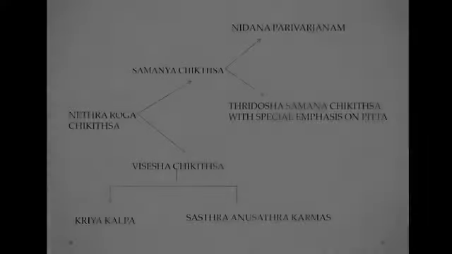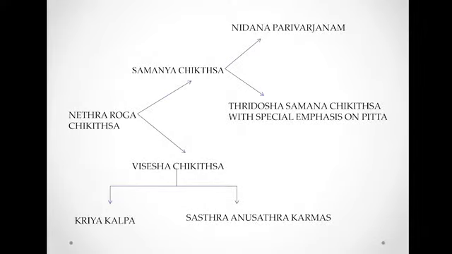In Netra Roga, generally whenever patients come with any eye diseases or even ENT related diseases, we have two sets of treatments: Samanya Chikitsa and Vishesha Chikitsa. Samanya Chikitsa all Ayurvedic doctors can do. After completing BAMS they can go for Samanya Chikitsa.